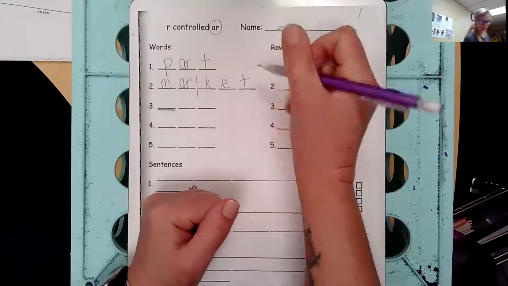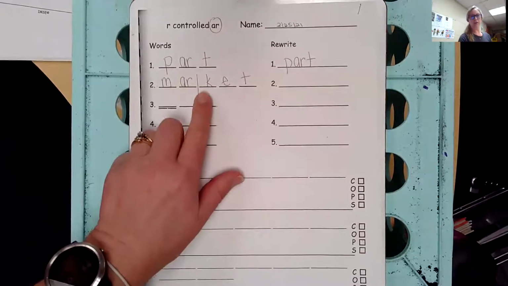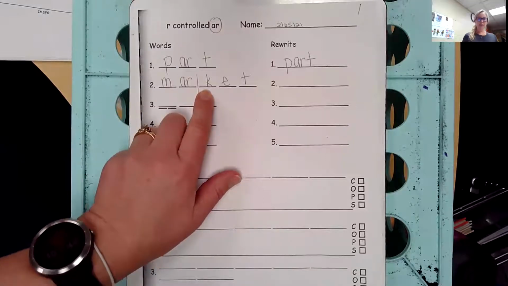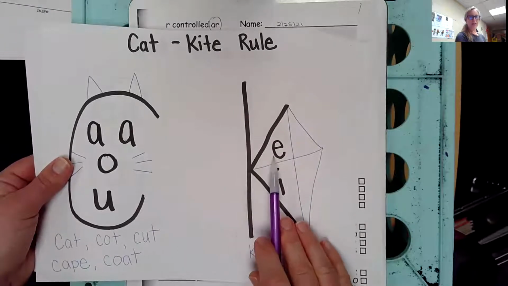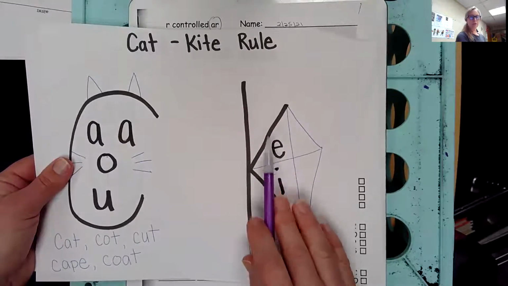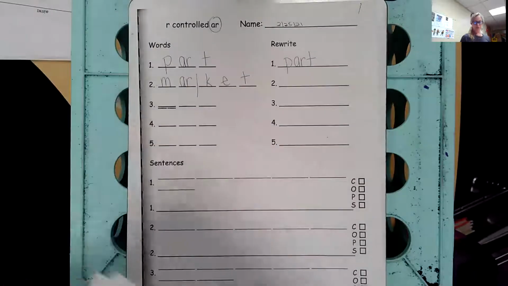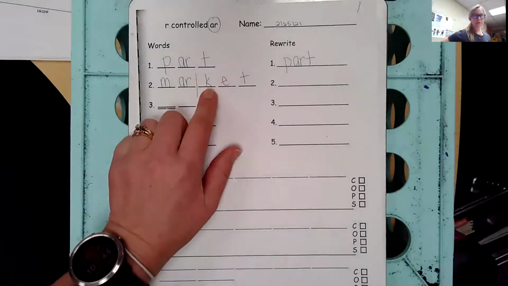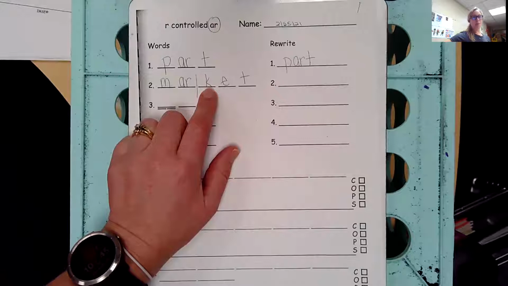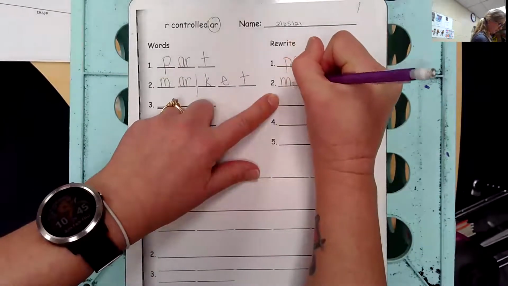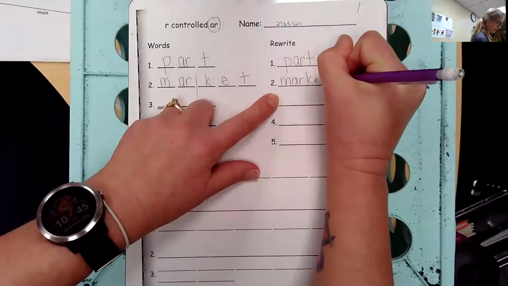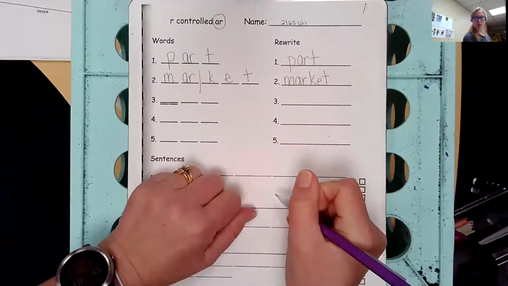Now, how do we know if that k sound is a C or a K? Well, we go back to our cat kite rule. When we hear the k followed by an E or an I sound, we always use the letter K. So our cat kite rule helps us out. Also, remember if you have the letter C followed by an E, I, or a Y, it would make the soft sound, or S. We don't want that. Market. If yours looks like mine, slide it on over. Market.